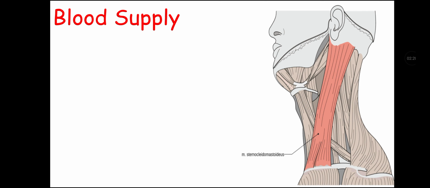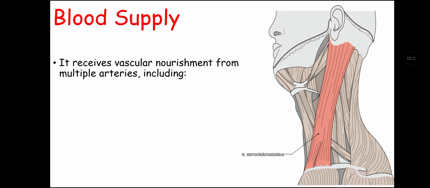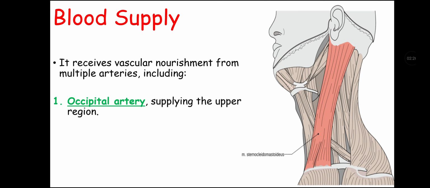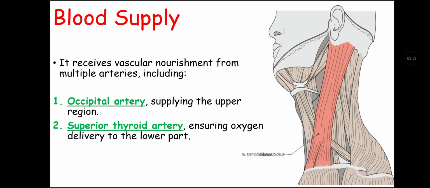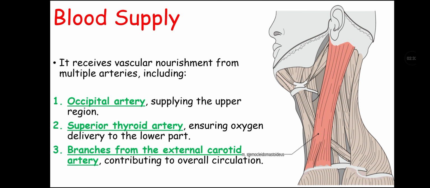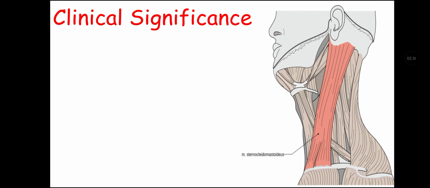Next, we will talk about the blood supply of the sternocleidomastoid muscle. It receives muscular nourishment from multiple arteries, including the occipital artery that supplies the upper region, the superior thyroid artery that ensures oxygen delivery to the lower part, and branches from the external carotid artery contribute to overall circulation.